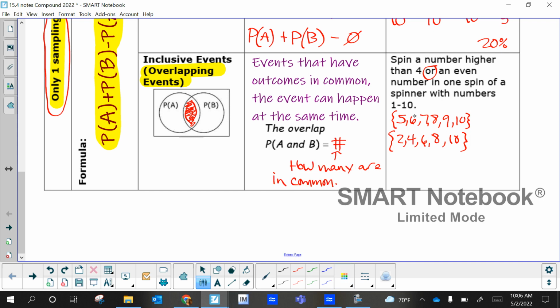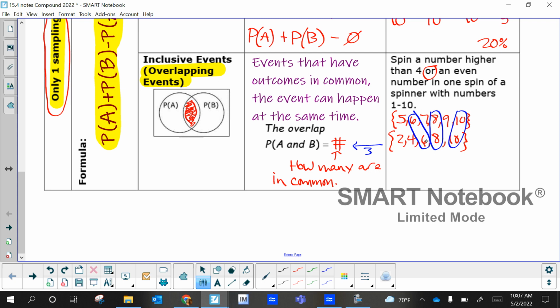So we have a 6. See how it ended up in both probabilities? We have an 8 and we have a 10. So there's 3. Okay, so in this case, the probability of A and B would be a 3 in this example. Okay, so now let's write out our formula.